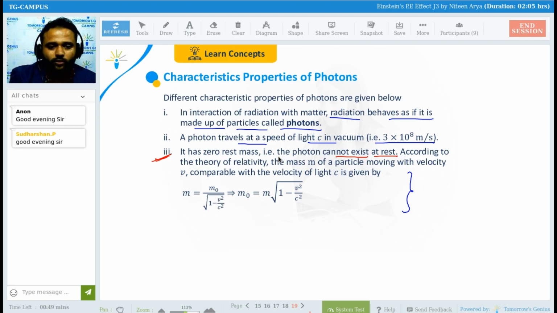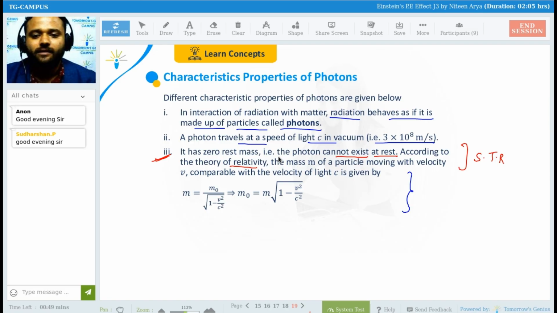So according to the theory of relativity, as I told you in the beginning, STR. I give you some hint about this. This STR is basically the special theory of relativity given by Einstein himself. The mass of a particle moving with velocity v comparable with the velocity of light c is given by this. So in general, we can see the rest mass of each particular particle.